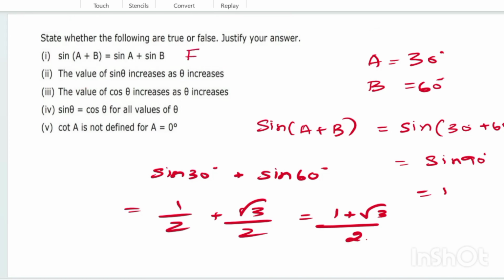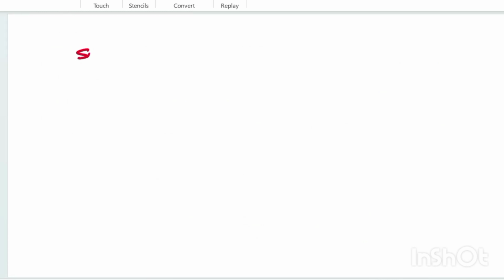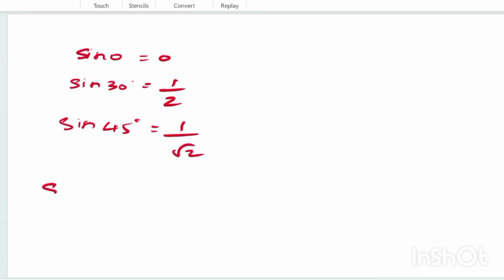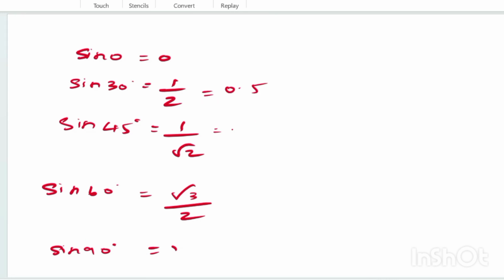Next, the value of sin theta increases as theta increases. So what is sin 0? Sin 0 is 0. What is sin 30? It's 1 by 2. Sin 45? 1 by root 2. Sin 60? Root 3 by 2. And sin 90 is 1, right? So 1 by 2 gives 0.5. Here, what is the value of root 2? It's around 1.4. So here 1.4 by 2, and here it's 1, okay?